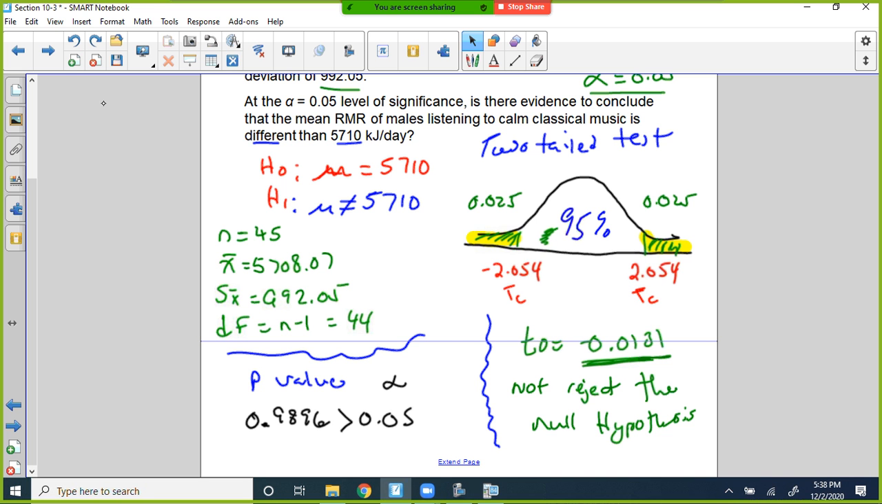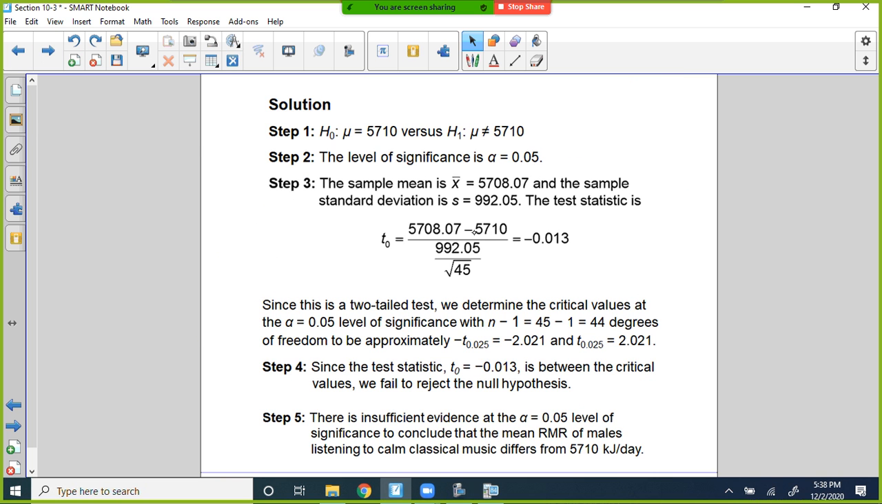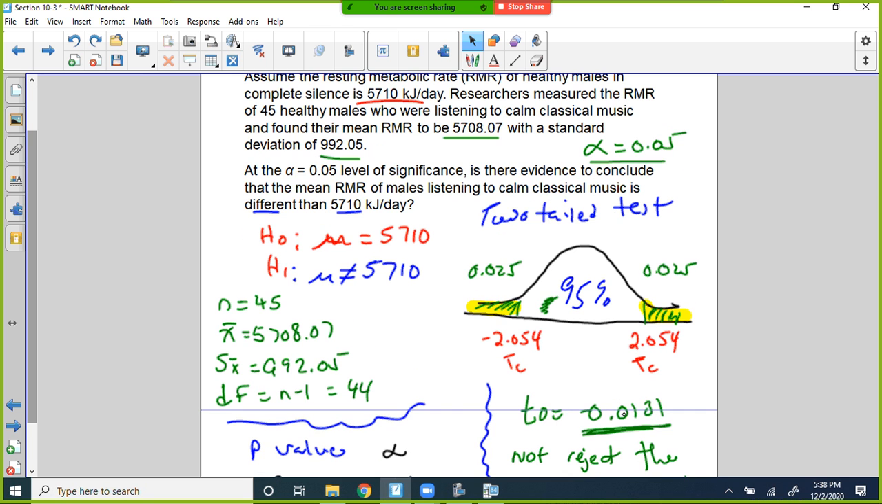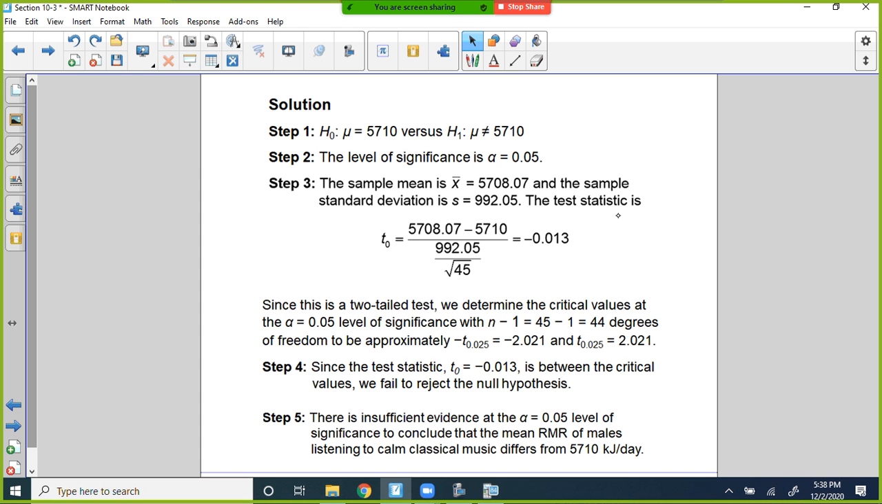Okay, so they got negative 0.013. And did we get negative 0.013? Yeah, we did. That's our T sub 0, right there. Y'all see that? T sub 0 down here in the green, negative 0.013. I went to 4 decimal places on my calculator.